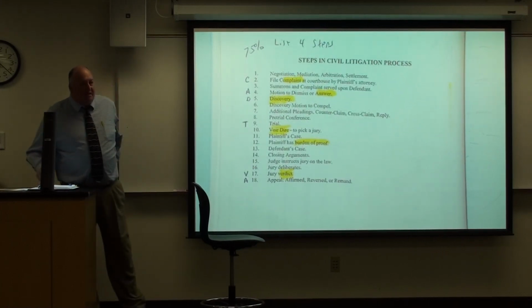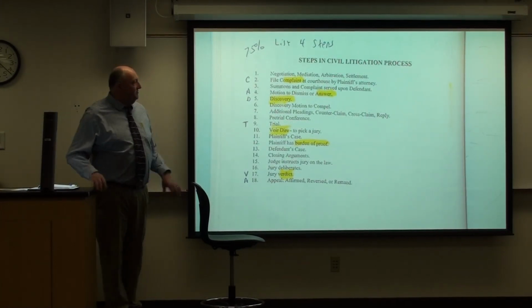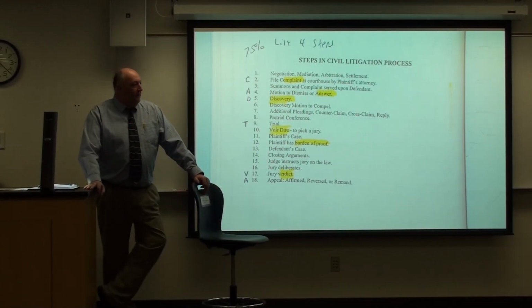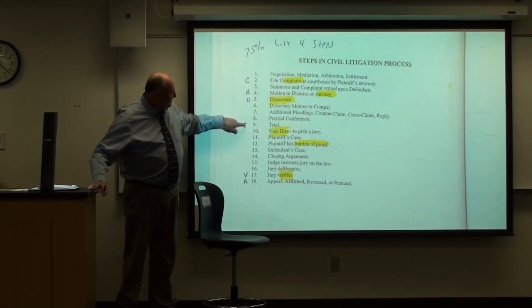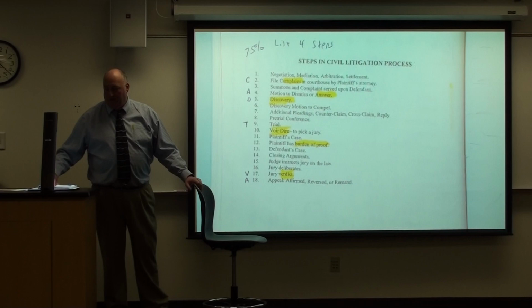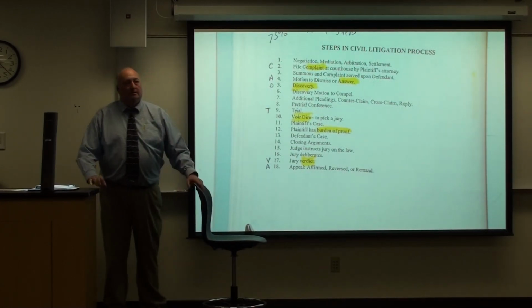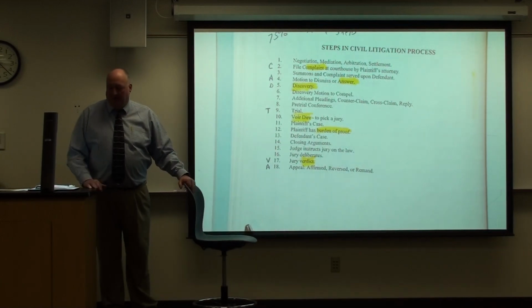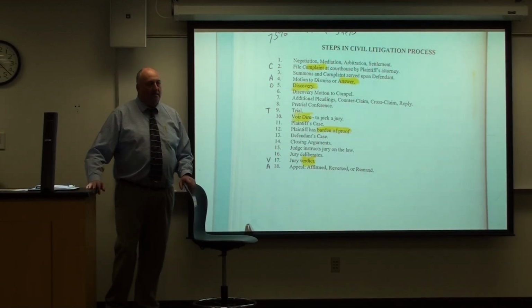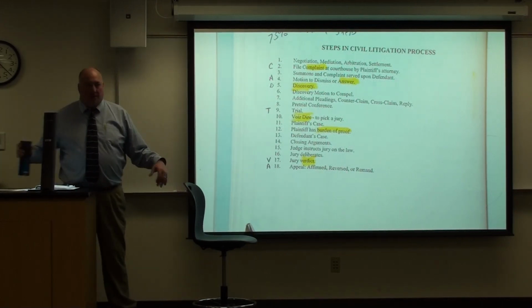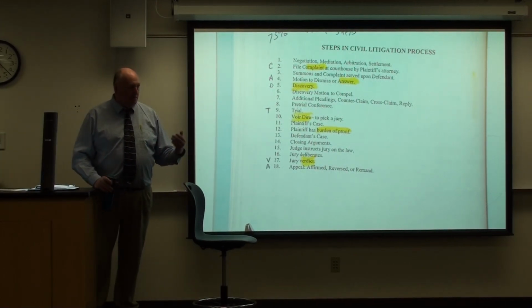So these are the basic steps in a civil lawsuit or civil litigation. Now, you don't need to know all these, don't worry. CADTVA, that's right, they want you to know. Complaint, answer, discovery, trial, verdict, appeal. But we're going to go through a little bit of these in detail, some of them not so much detail. So first of all, talking about the trial court process, what happens in a civil lawsuit.